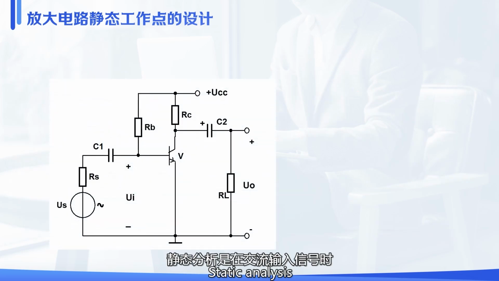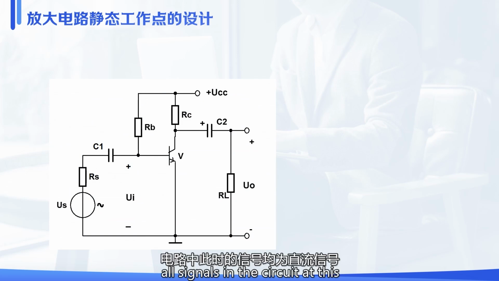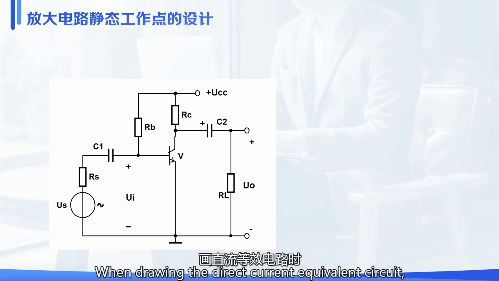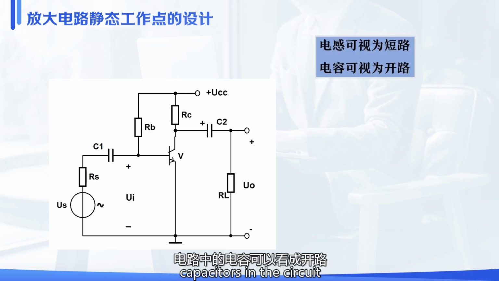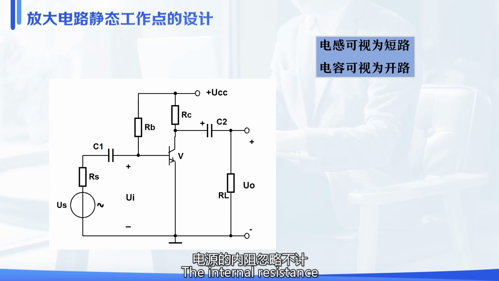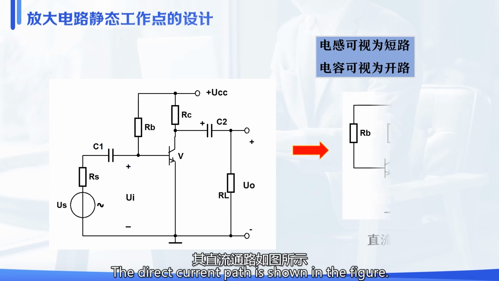Static analysis is when the alternating current input signal is 0. All signals in the circuit at this time are direct current signals, so we only need to analyze the direct current path. When drawing the direct current equivalent circuit, capacitors in the circuit can be considered as open circuits, inductance can be considered as short circuits, and the internal resistance of the power supply is neglected. The direct current path is shown in the figure.